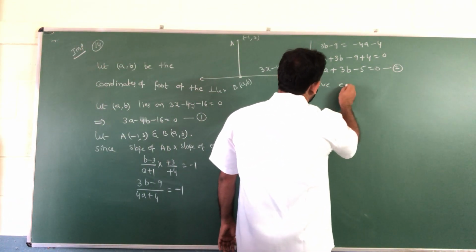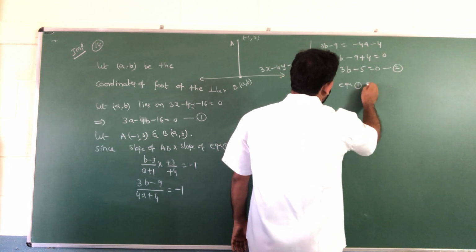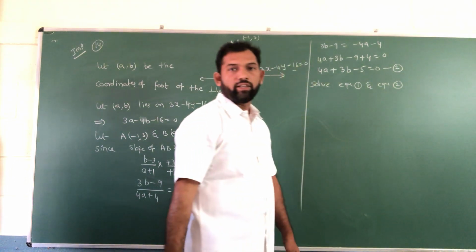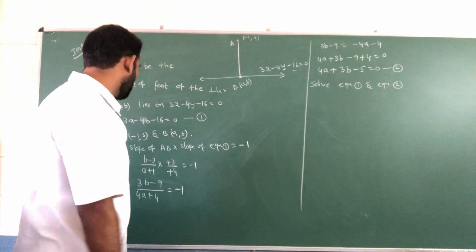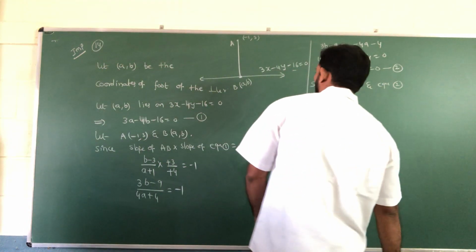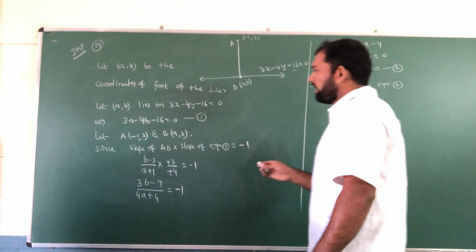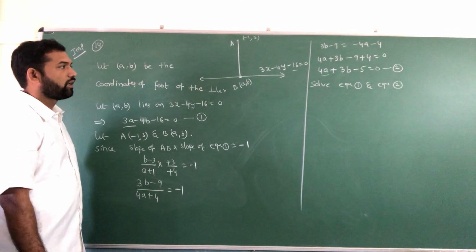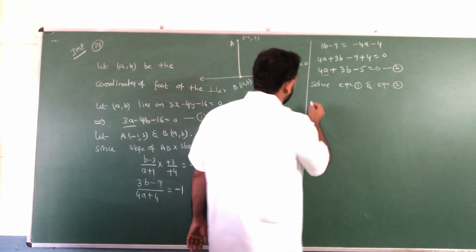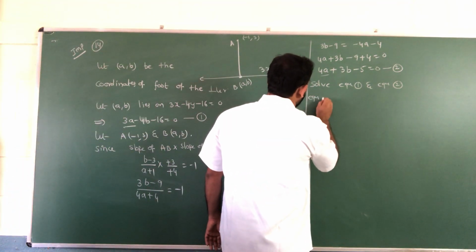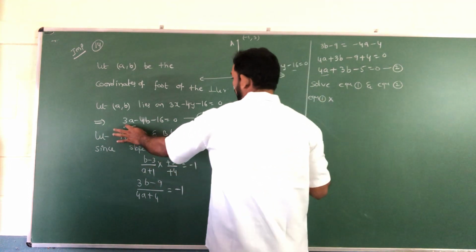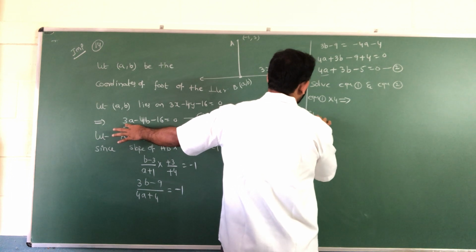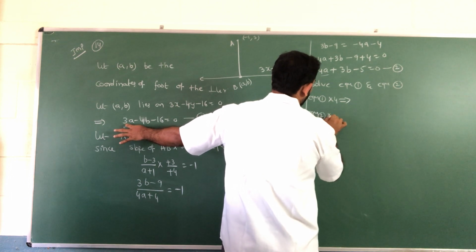Solve equation 1 and equation 2. Now see that simplification. Here you have to equate any one of the coefficients in solving. So equation 1 multiplied with 4, and equation 2 multiplied with 3.